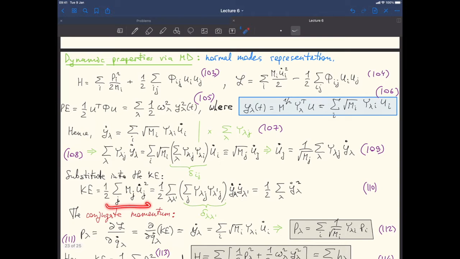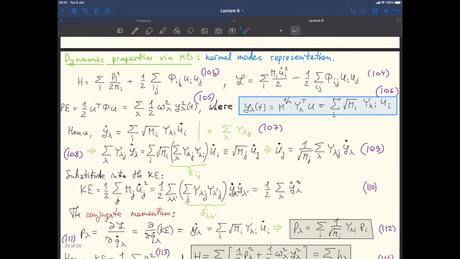So this is my kinetic energy. I replaced these velocities twice in here. So I have a double sum over lambda because we have a single sum here. And now this is the orthogonality of two eigenvectors, lambda and lambda prime, which is again a Kronecker symbol. And so you see the kinetic energy becomes a sum over all normal modes contributions.